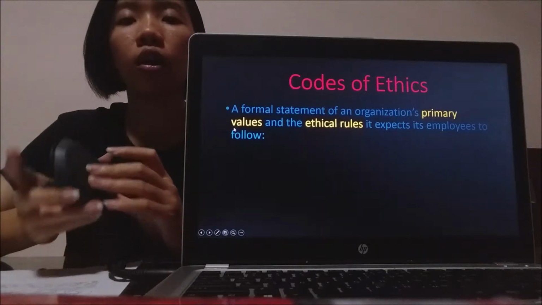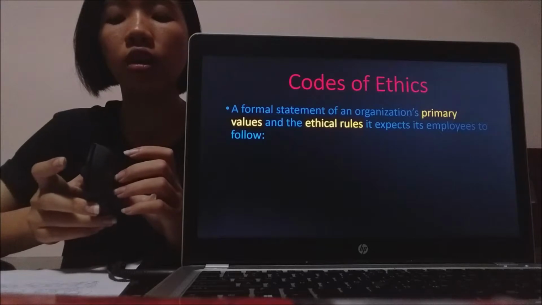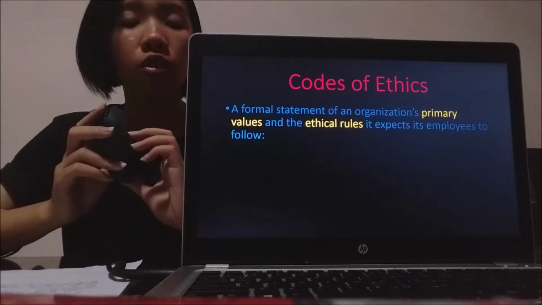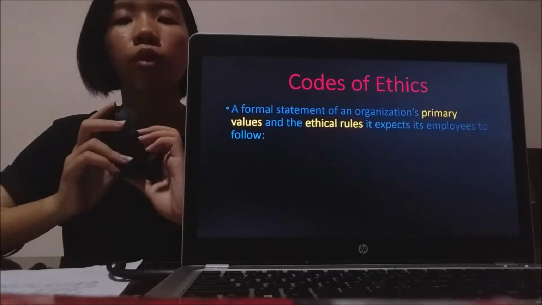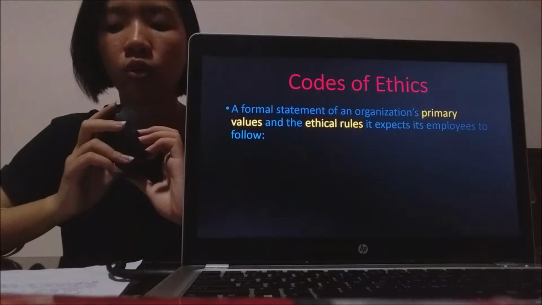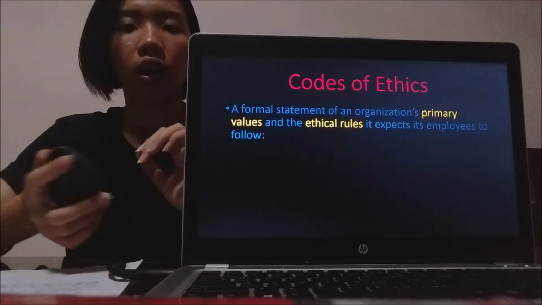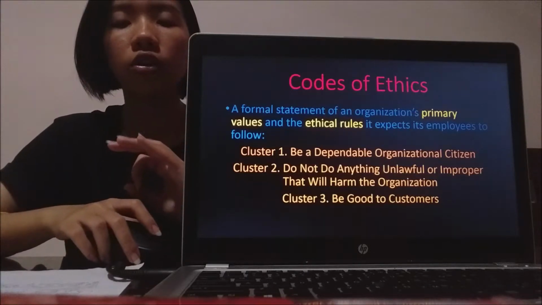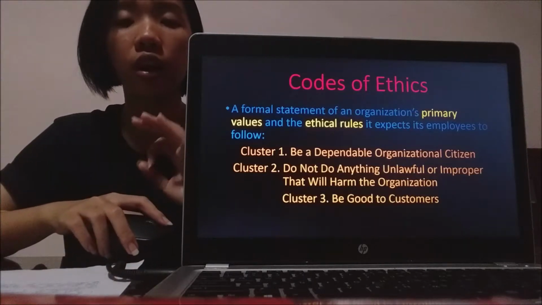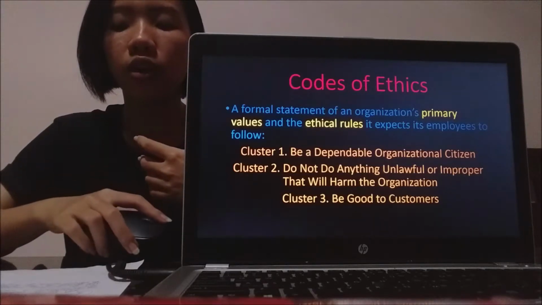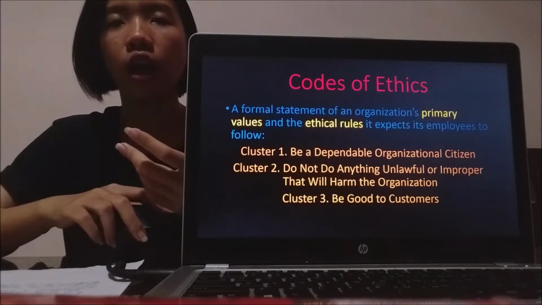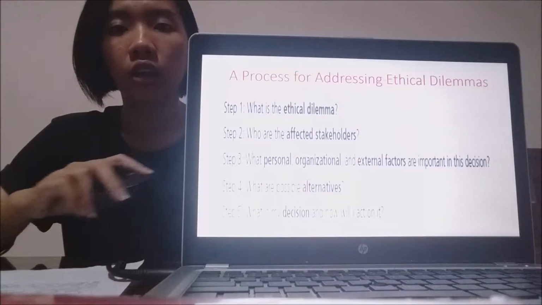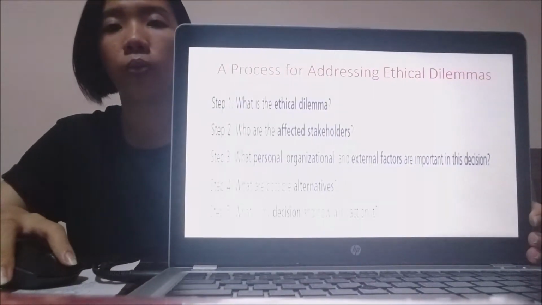The second part is the code of ethics. A code of ethics is a formal statement of an organization's primary values and ethical rules. The code will consist of three clusters, and it should be specific enough for employees to understand the organization's ethical spirit.